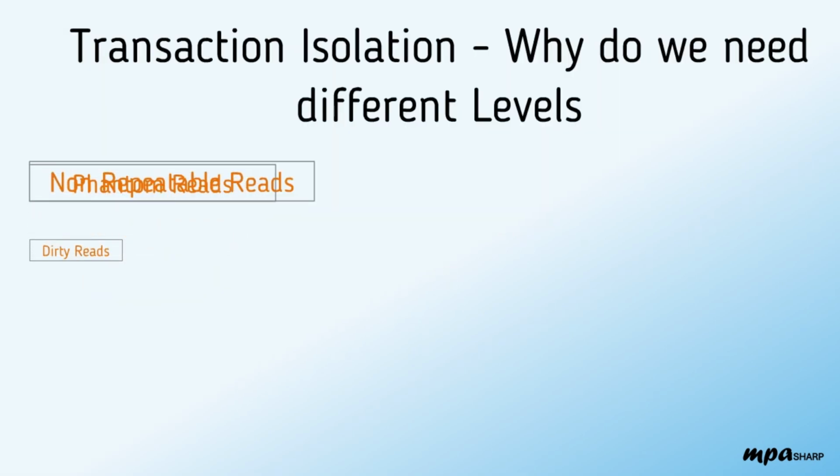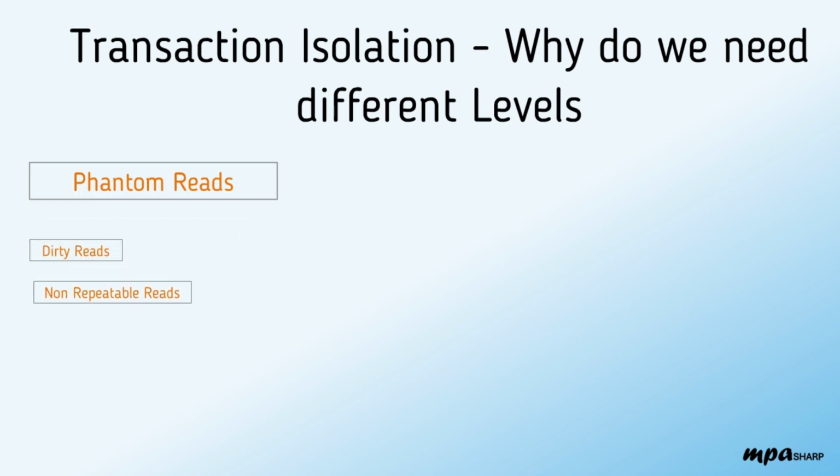Phantom reads. A phantom read is where transaction A reads a set of rows based on some condition, i.e. a where clause, and then transaction B inserts a new row that meets the same condition and commits to the database. If transaction A runs the same query again, it sees this new phantom row that was inserted by transaction B, but that wasn't there before.